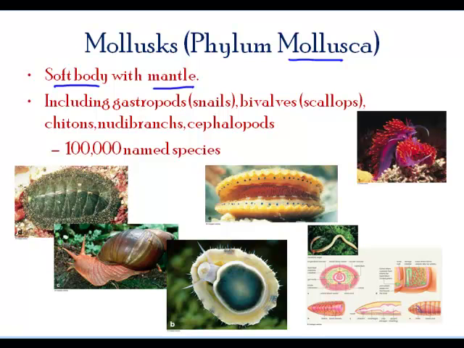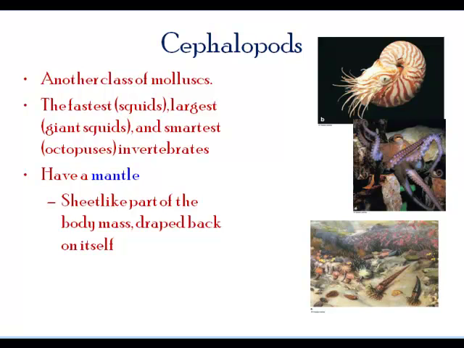There are hundreds and thousands of species in them, and they're called mollusks because they have a soft body with a mantle. That's how you recognize them. And then you have another kind of mollusk that is called the cephalopods. And cephalopods are the fastest and quickest. They're very smart invertebrates because they can detect prey and they can go and capture them. They also have a mantle, but it is placed slightly differently than in the other mollusks.